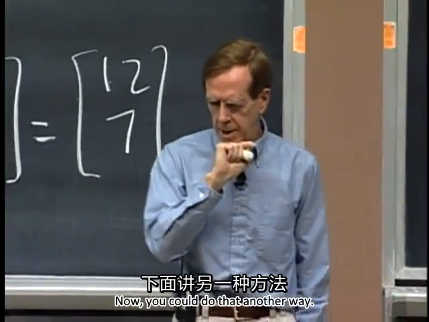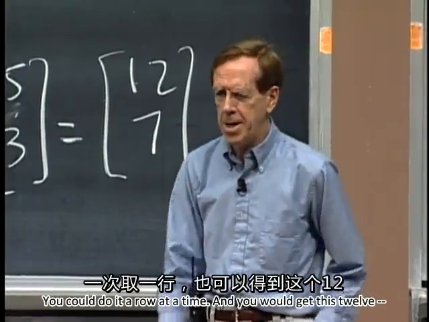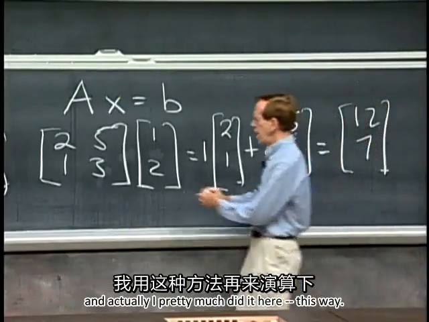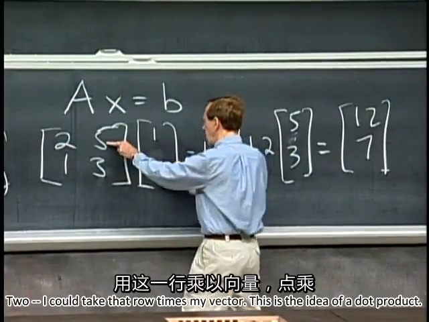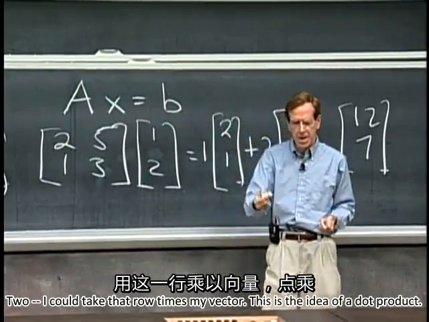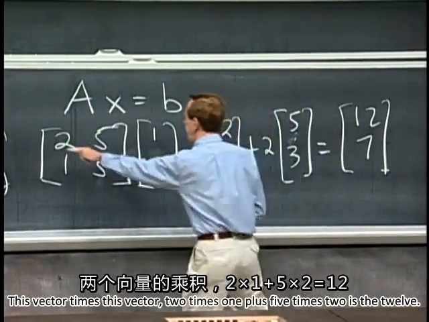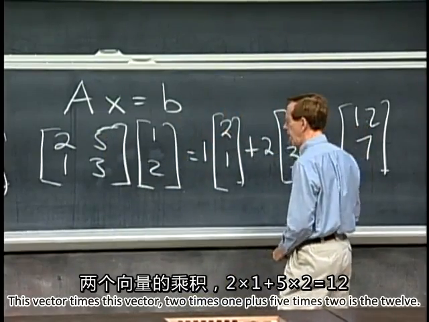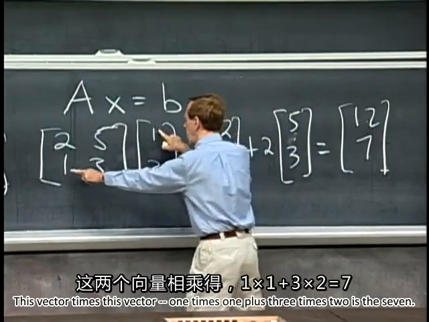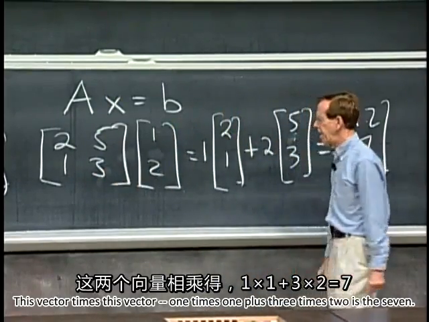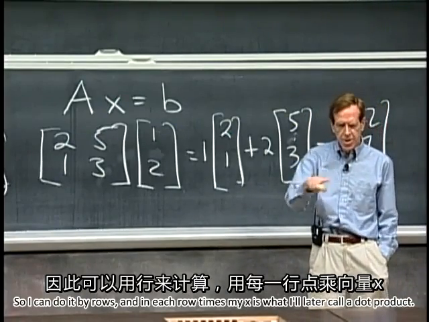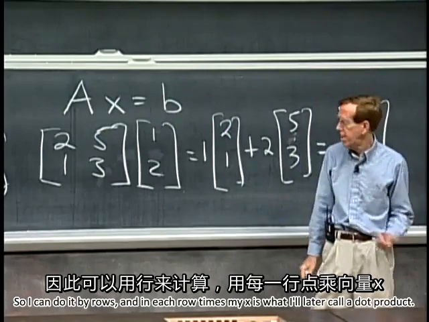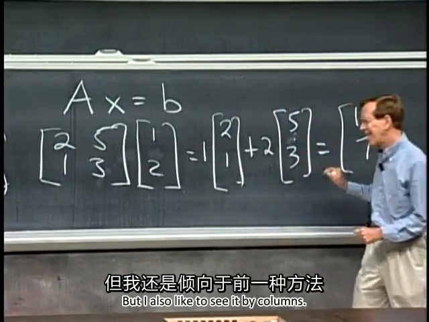Now, you could do that another way. You could do it a row at a time. You would get this 12, and actually I pretty much did it this way. I could take that row times my vector. This is the idea of a dot product. This vector times this vector: 2 times 1 plus 5 times 2 is the 12. This vector times this vector: 1 times 1 plus 3 times 2 is the 7. So I can do it by rows, and each row times my x is what I'll later call a dot product. But I also like to see it by columns.